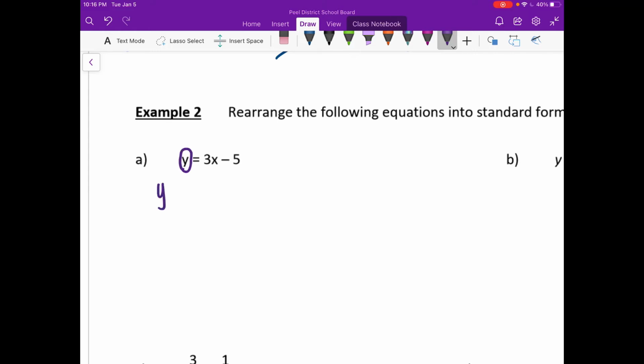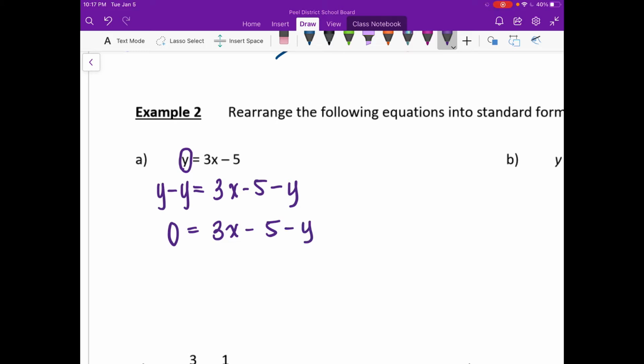So I know if I want to get rid of y on one side, I'm just going to have to minus y, 3x minus 5. Whatever I do on one side, I've got to do to the other, right? So I'm going to minus 5 over there. Y minus y is equal to 0, right? And I'm left with 3x minus 5 minus y.